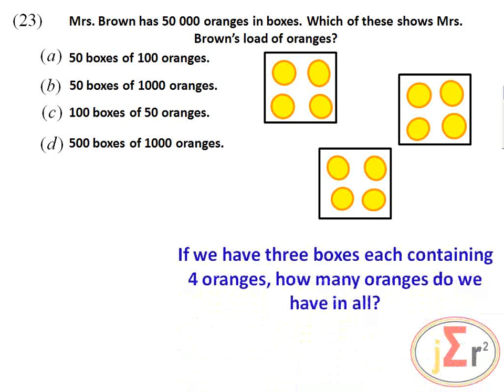So, if Mistress Brown has 50,000 oranges, which of these shows Mistress Brown's load of oranges? But we only have a few oranges, and we will make use of a smaller model. If we have 3 boxes, each containing 4 oranges, how many oranges do we have in all, Jerry? 8. We have 3, right? It's not 2, but 3. So Jerry says that we have how many oranges? 12. Right.